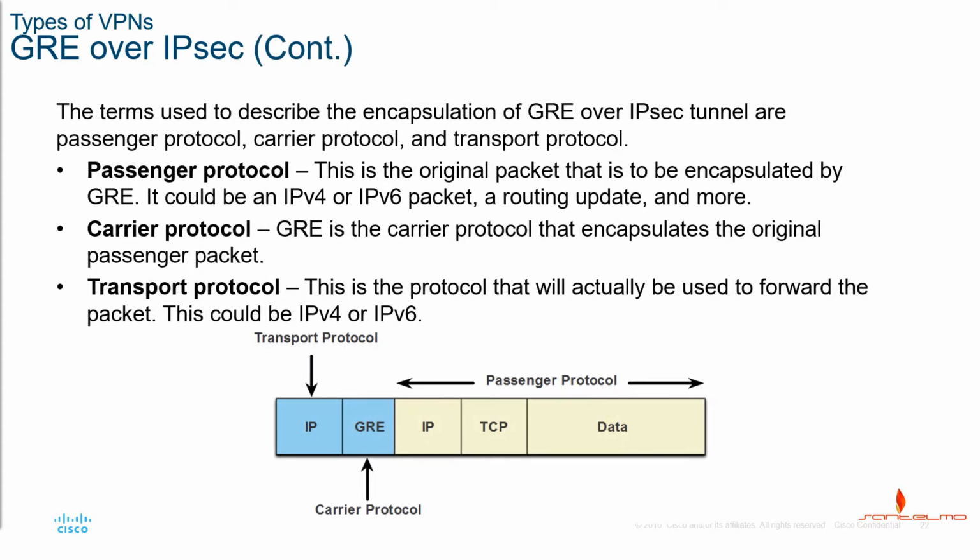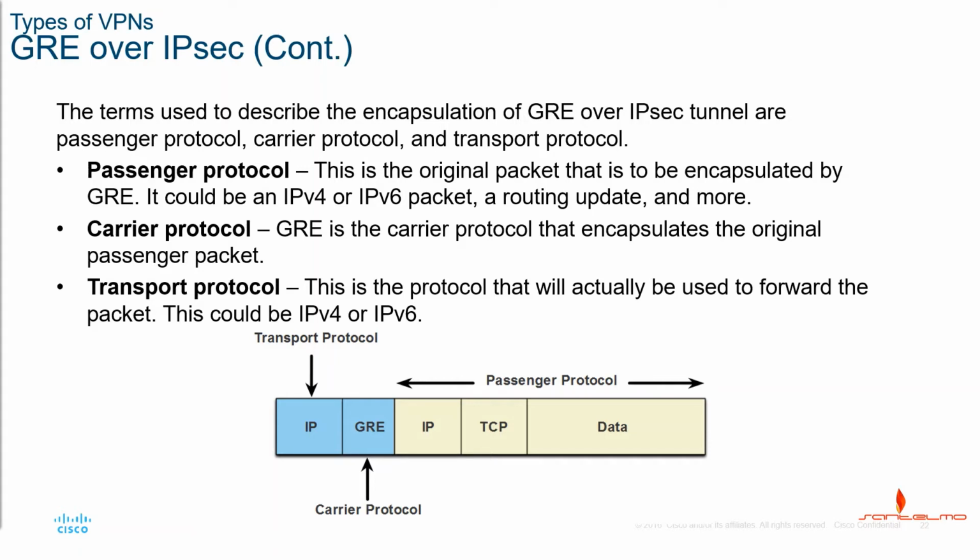All right, next. The terms used to describe the encapsulation for a GRE over IPsec tunnel are passenger protocol, carrier protocol, and transport protocol. So we are talking about three protocols combined. The passenger protocol is the original packet that is to be encapsulated by GRE. It could be an IPv4 or IPv6 packet, a routing update, and more. The carrier protocol is GRE, which encapsulates the original passenger packet. And the transport protocol is the protocol that will actually be used to forward the packet. This could be either IPv4 or IPv6.